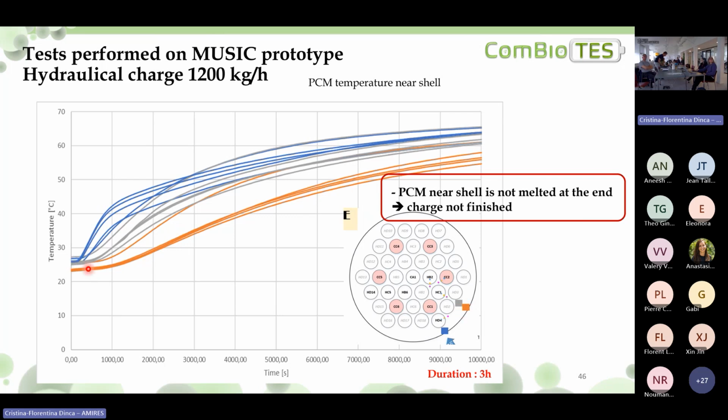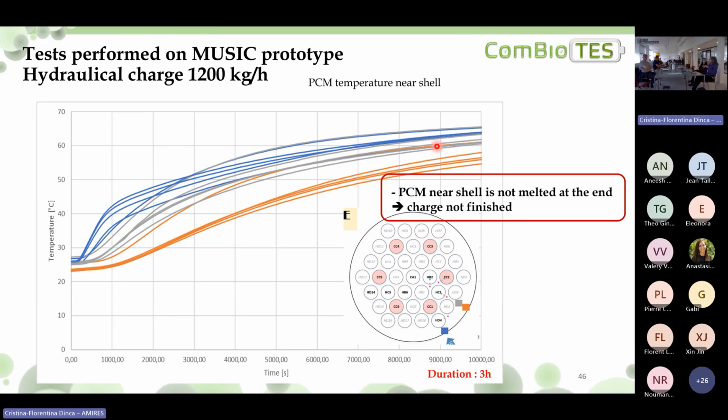And if you look at the evolution of temperature at these locations during the first 3 hours of charge, you can see that none of these thermocouples has reached the melting temperature of the PCM. So it means that it takes a long time to melt all the PCM. And this is what we expected, because the thermal conductivity of the PCM is really low.